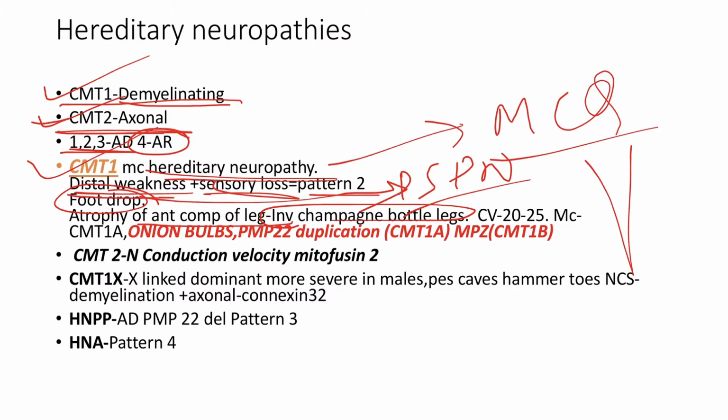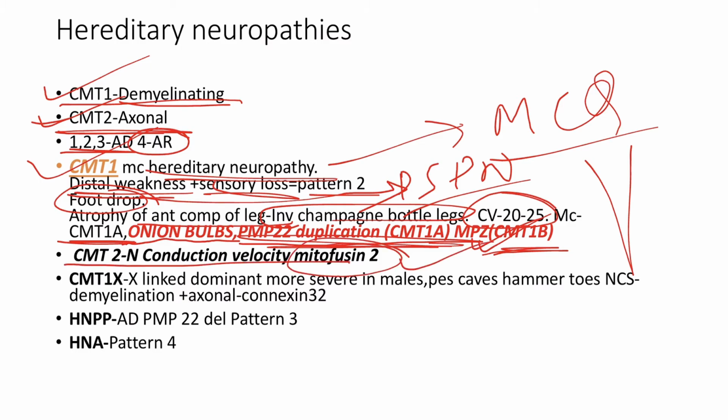Since type 1 is demyelinating, conduction velocity is grossly diminished, 20 to 25. Most common in type 1 is 1A, which actually shows this onion bulb formation. And if you ask me, the genetic defect is this duplication of PMP22. Okay, and myelin protein Z in type 1B, which is a duplication also. In type 2, the conduction velocity is normal, and it is due to mutation in mitofusin 2.